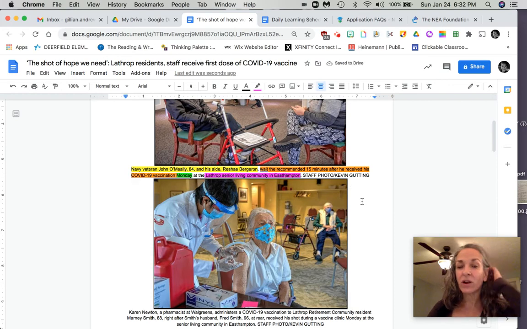So you can see my article is really brightly colored. Just in that one caption, it's got the who, which is in yellow. It's got the what, which is in orange. It's got the when, which is in green. And it's got the where, which is in pink.